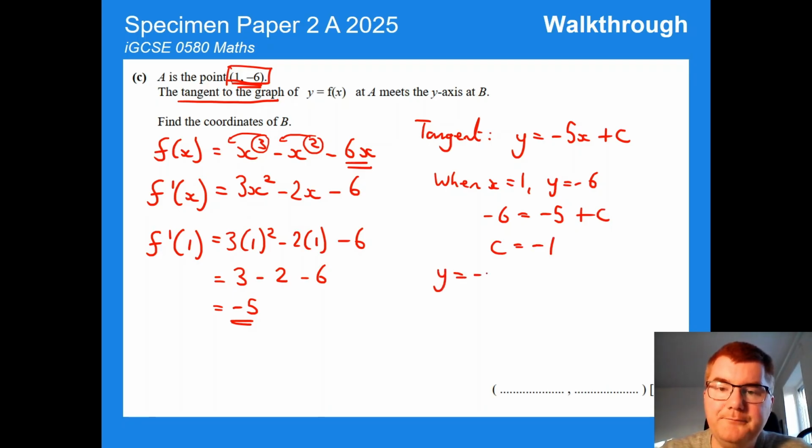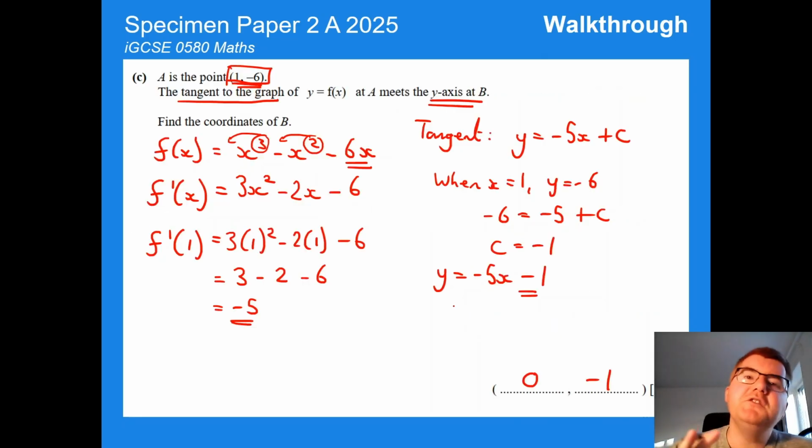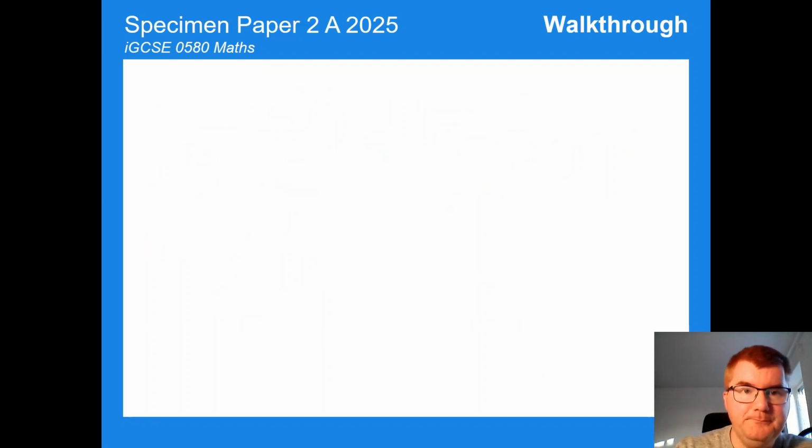So we have our tangent line, but we want to find where it crosses the y-axis, and notice we've kind of done that already for free because we've got this minus 1 here. So we're going to cross through here at 0, minus 1. And you can see all the different working that's required to get that 5 marks, although once you understand this kind of question, it's not actually that tricky a question to do right at the end of the paper.